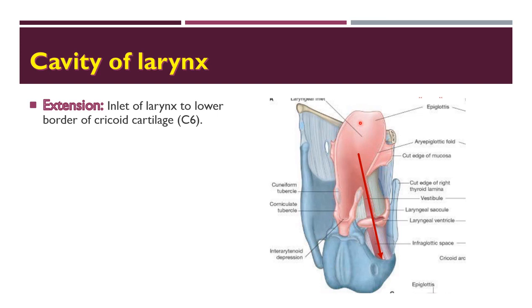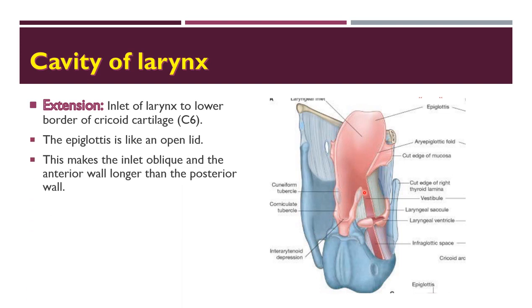This is because the epiglottis is situated like an open lid. Since it is situated like an open lid, it accounts for the obliquity of the anterior wall, and that is why this is longer than the posterior wall.